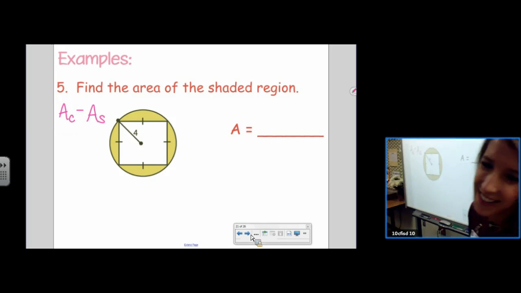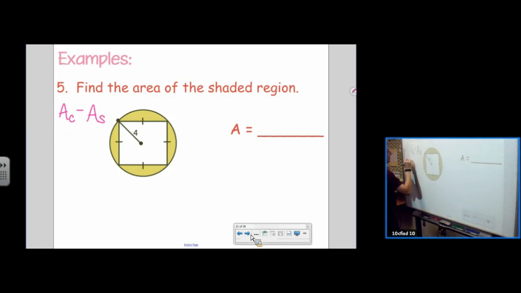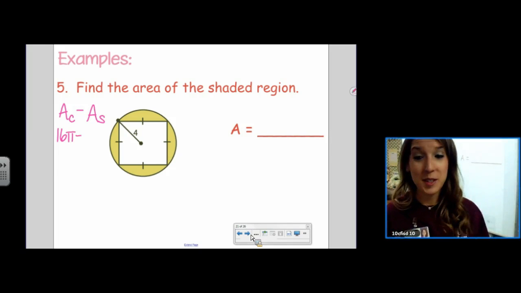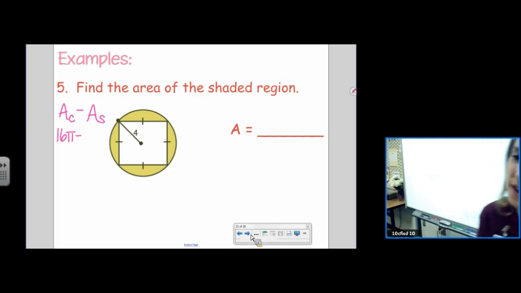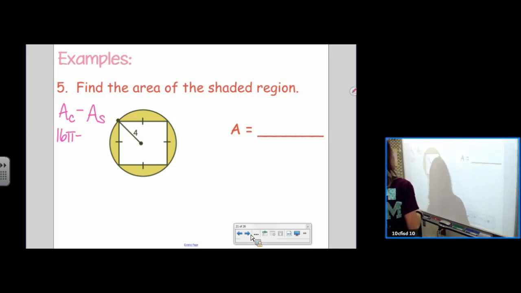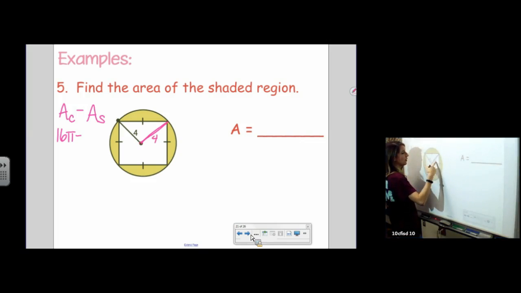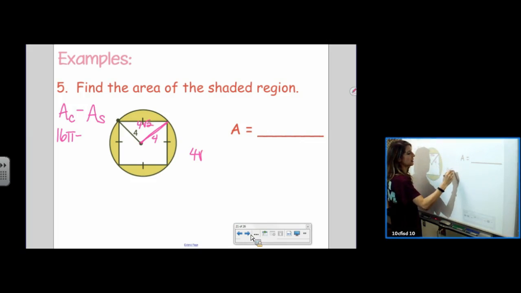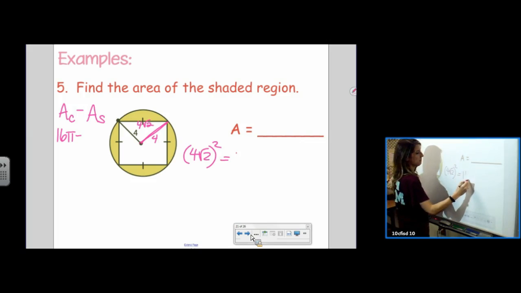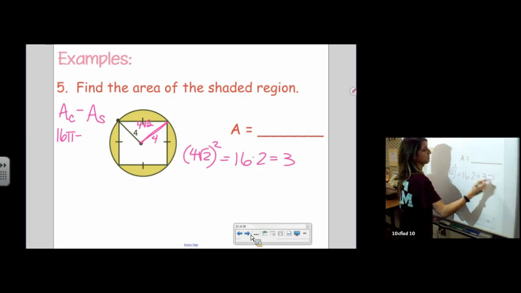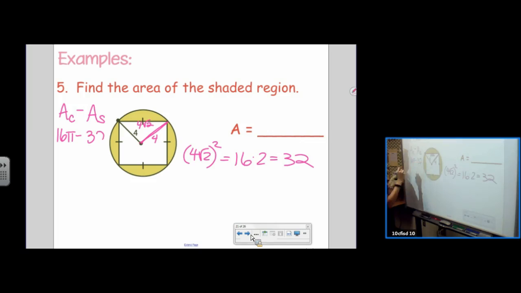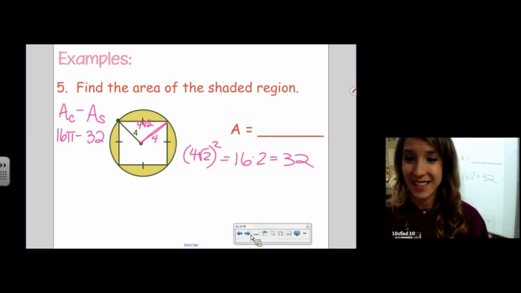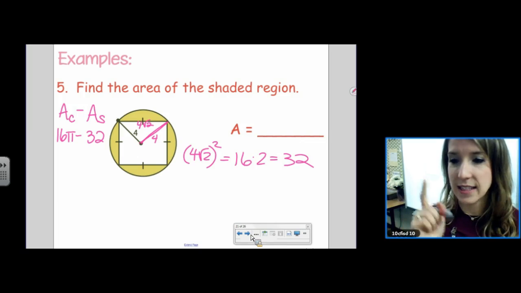Oh, Leah beat you to it. Pi r squared. 16 pi. Okay. Area of the square. We did one like this actually in the regular polygon lesson on Monday. We did this on Monday. 4 root 2. The area of a square is side squared. 32 is the area of the square. Is that okay? 45, 90. X root 2.